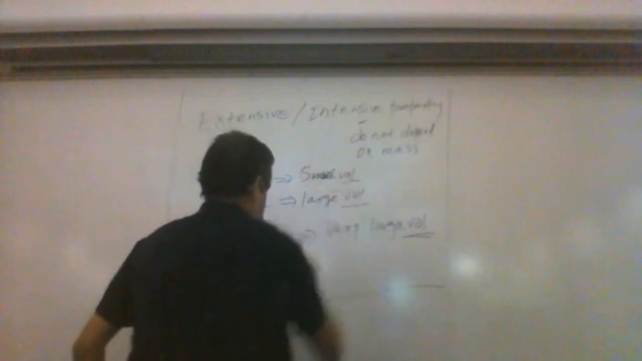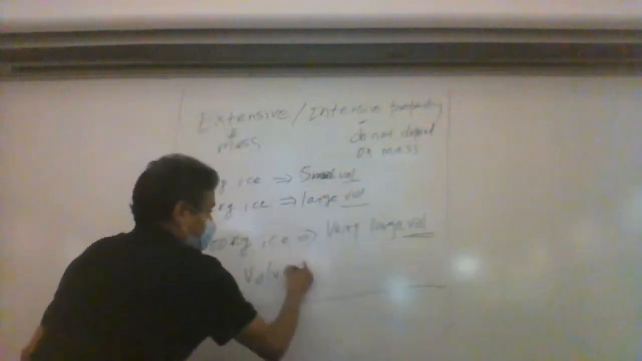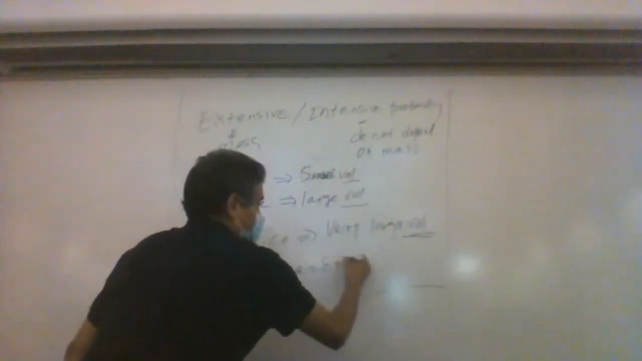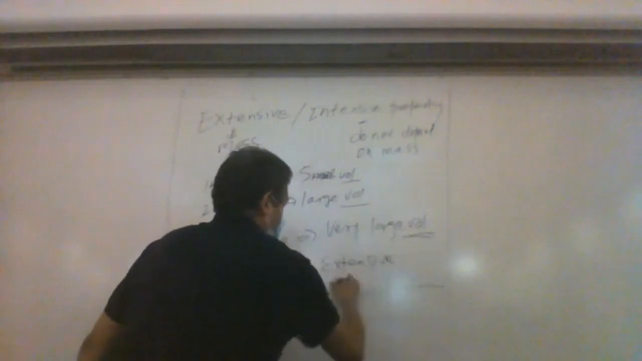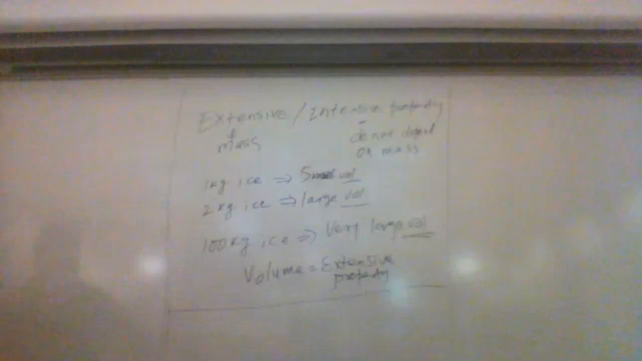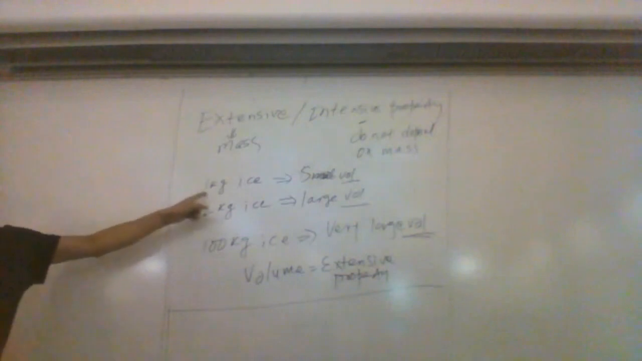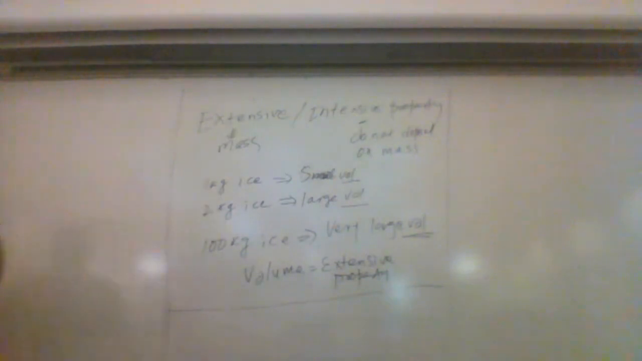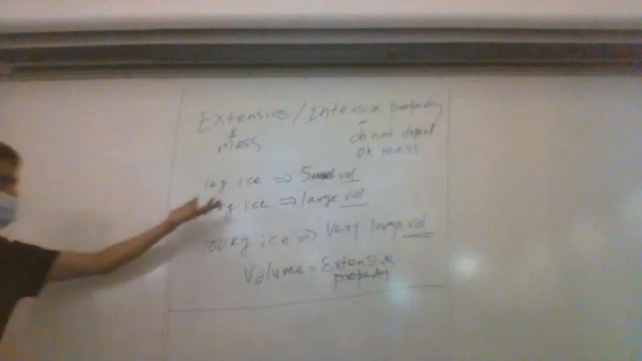So the volume is an extensive property. Why? It depends on the mass. Smaller the mass, smaller the volume, bigger the mass, bigger the volume. Right? And similarly, the mass itself is an extensive property. If 1 kg is this much, 2 kg is this much, right? So mass itself is an extensive property, and the volume is also an extensive property.